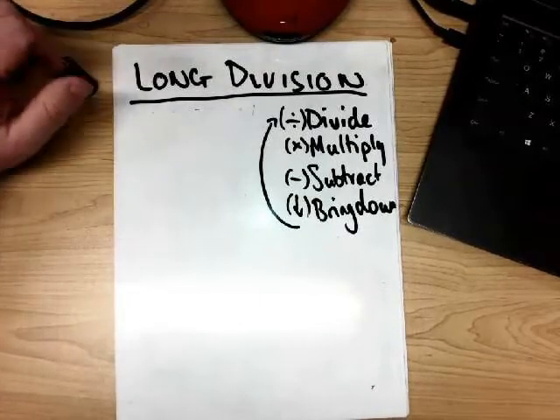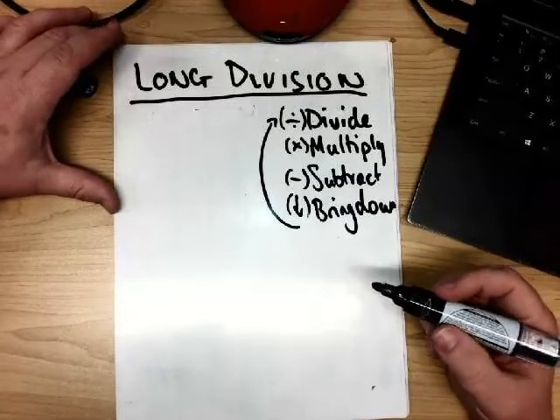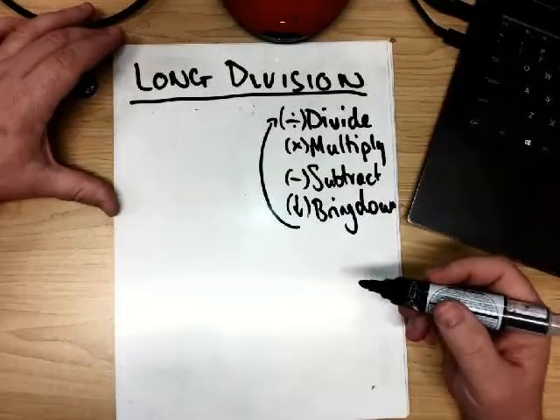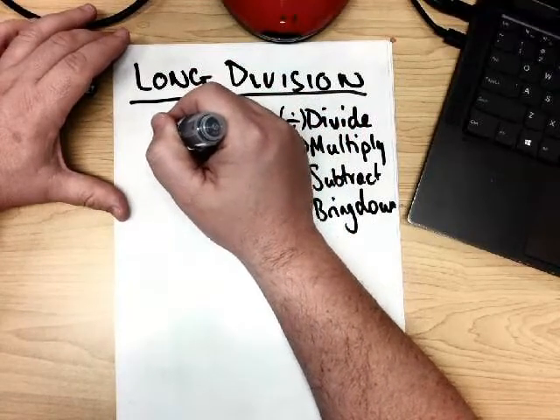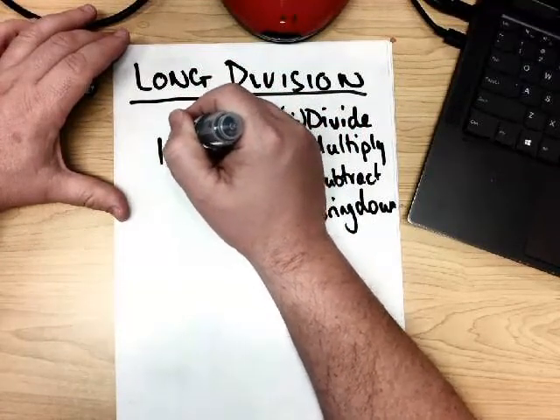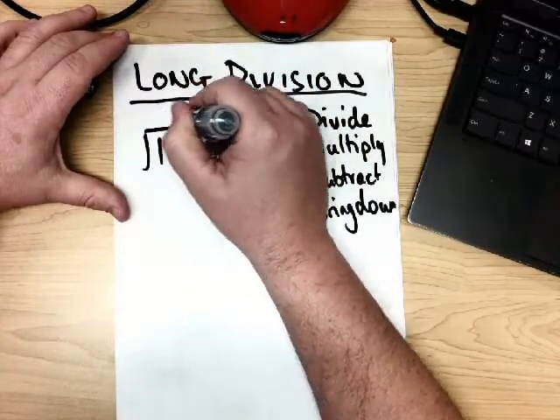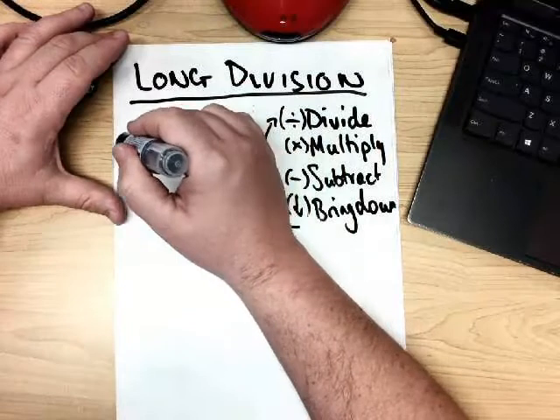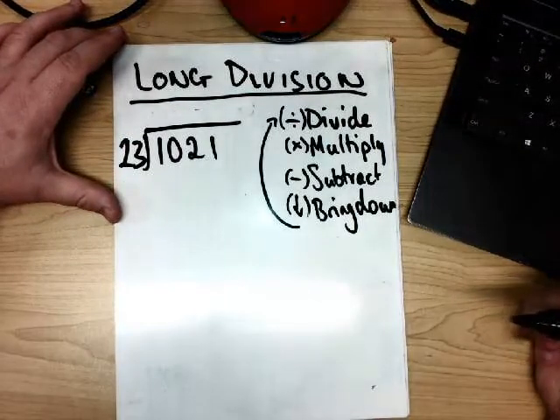Alrighty, let's go for a 4-digit dividend. We'll go 1,021, and we'll divide that by, I reckon, 23. That's a good number. I like that. That's how old I am. No, it's jokes. I'm real old.